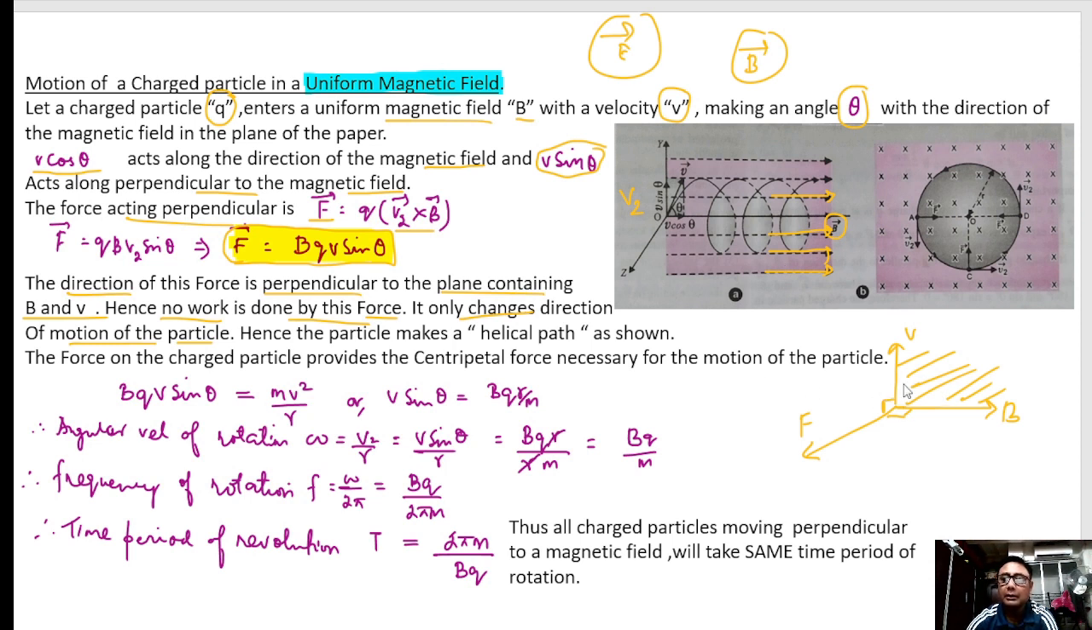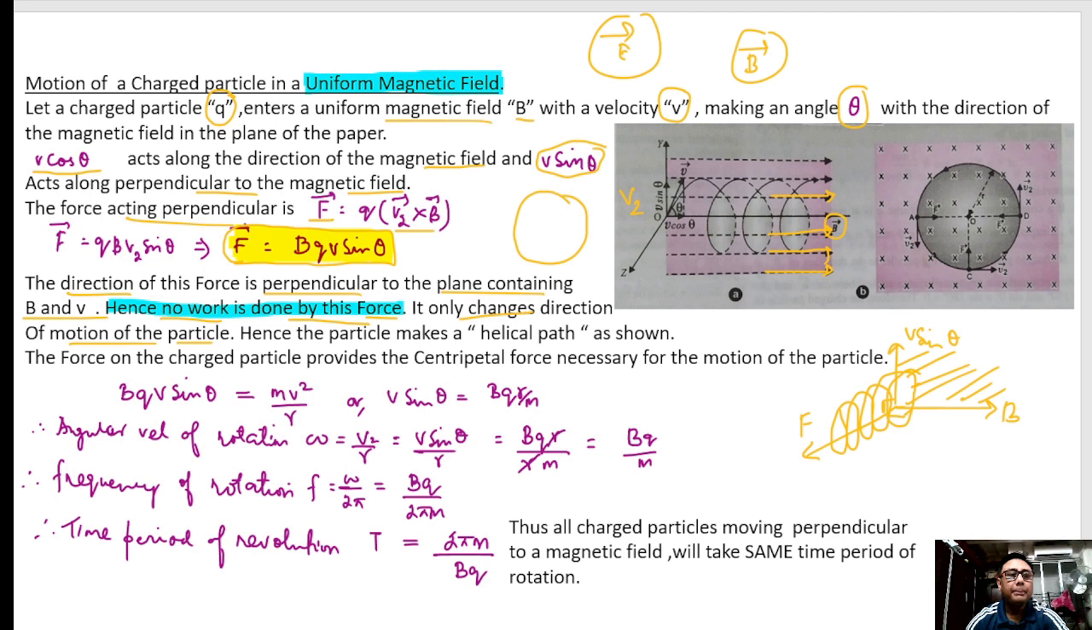Now the particle, this is the V sin theta, and this is the B. What happens is that when a force is acting, the particle will start to move in a helical path like this. Because this is a circular path, that is why we say no work is done by this force. As we all know, in a circular path no work is done by any force. Please remember it.